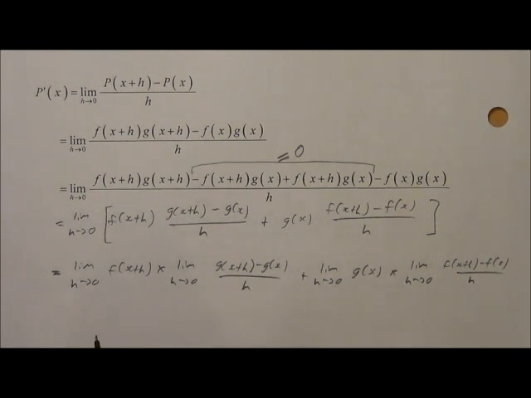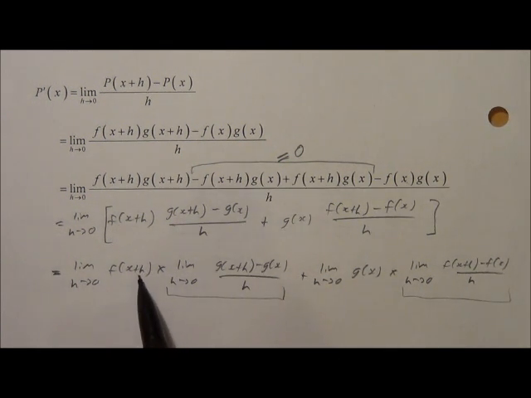And now we'll just take a look at these different parts, and we see that this is the limit definition of the derivative of g of x. This is the limit definition of the derivative of f of x, and then we just apply the limit as h goes to 0 to these.